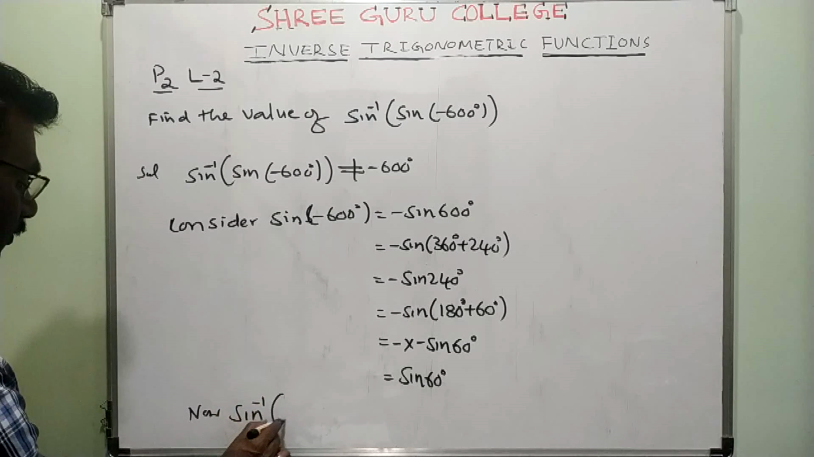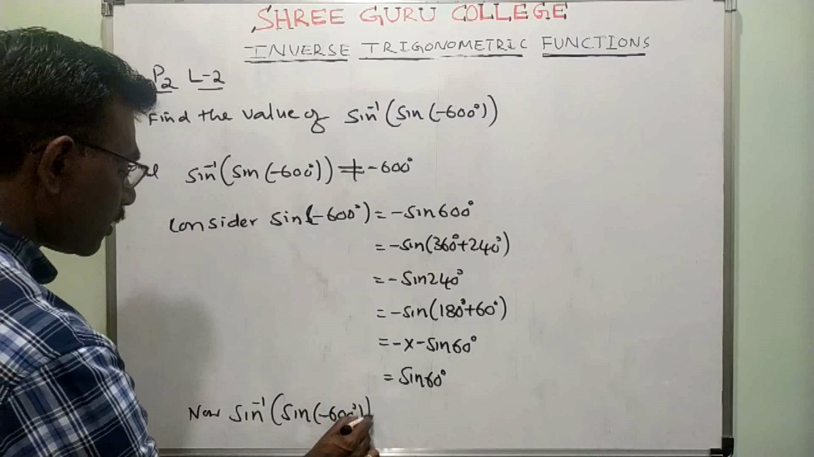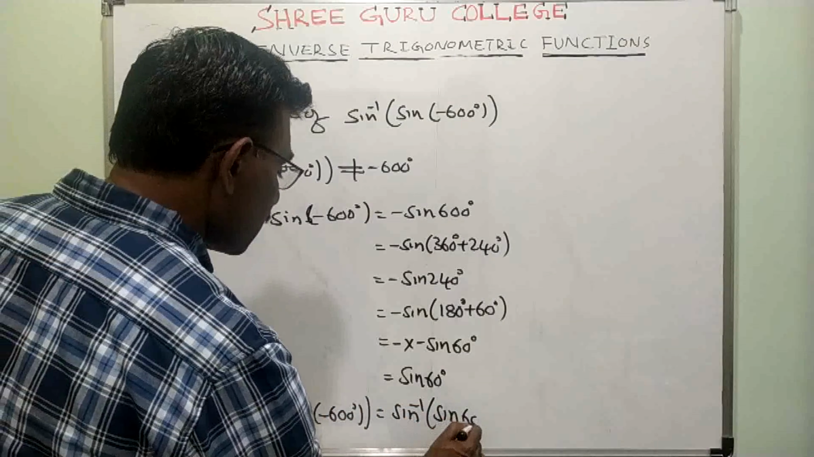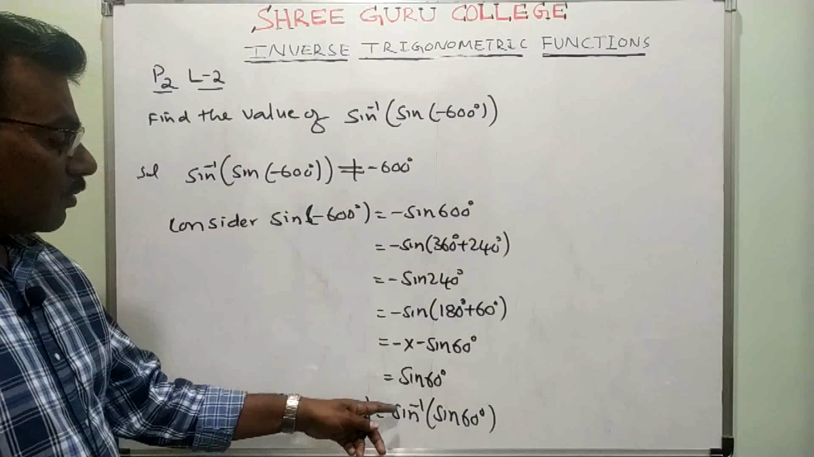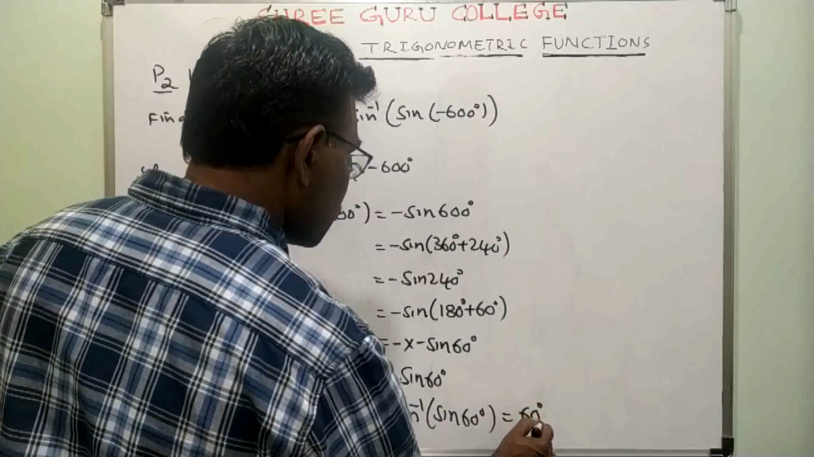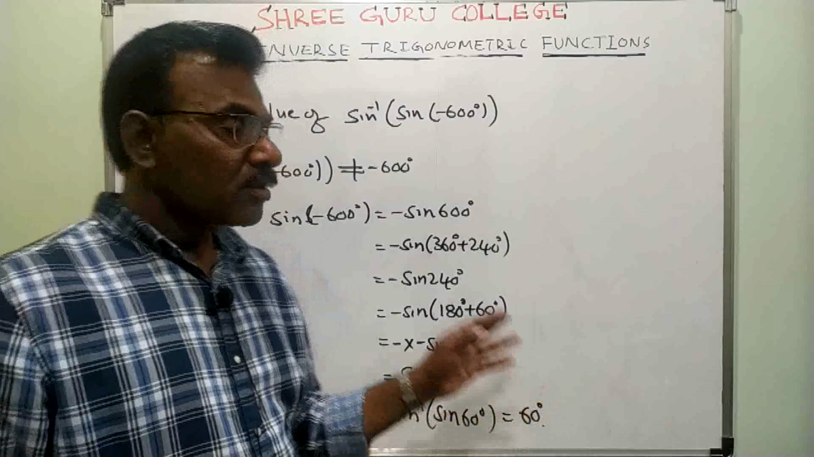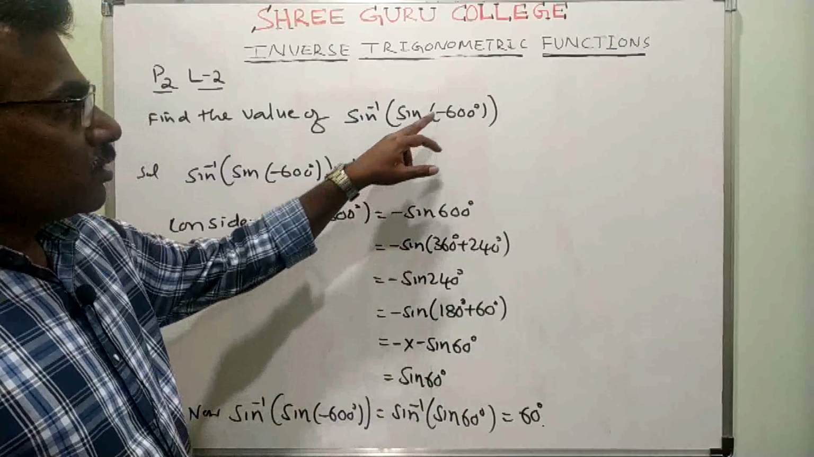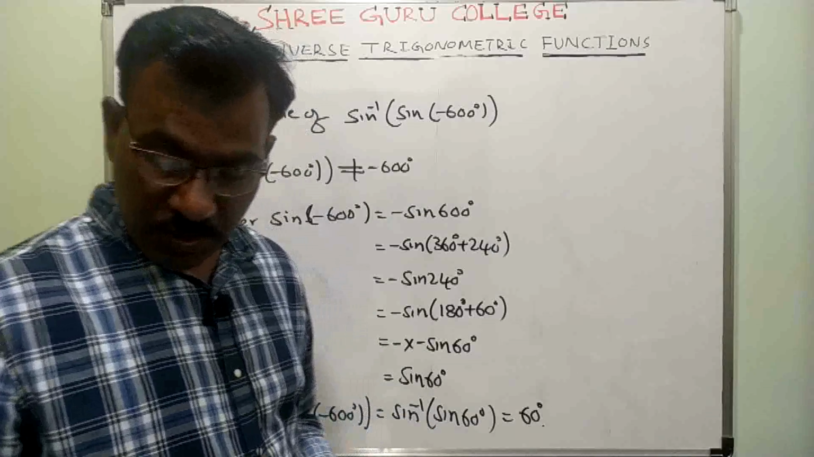Now what is the question? Sine inverse of sine of minus 600 degree equal to sine inverse of sine 60 degree. What is the value of sine of minus 600? Sine 60 degree. So your correct answer is 60 degree, because this lies between minus 90 and plus 90. It is plus 60. Suppose you say minus, maybe it is a minus answer, minus 60 degree. Okay.